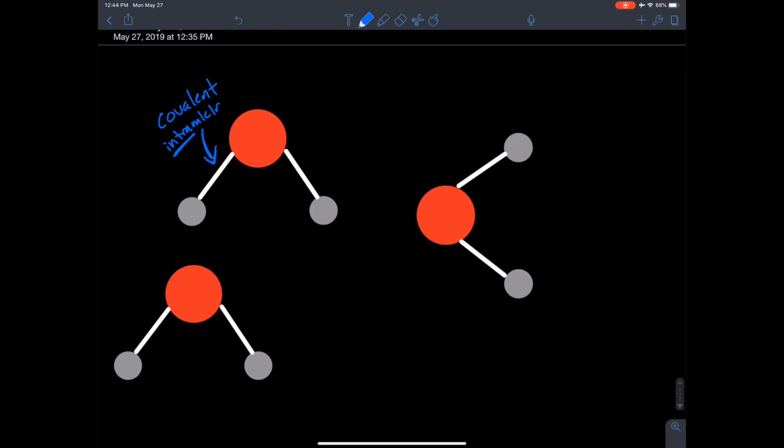Now, is this a polar or non-polar bond? And hopefully you said it was polar. These are both polar bonds, polar covalent bonds, which means this is a polar molecule. And what does that mean? What does it mean for something to be polar, or a covalent bond to be polar? Well, it means the electrons are shared unequally.